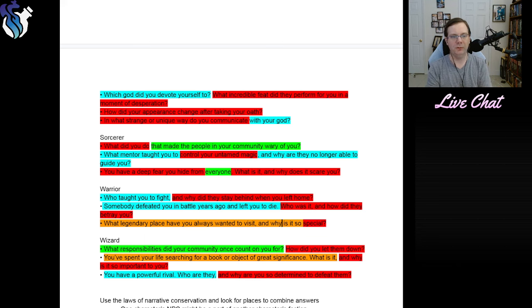Number 2, you've spent your life searching for a book or object of great significance. What is it, and why is it so important to you? So this is a thing that's important to you. An object of great significance for a wizard is probably going to be a magic thing, right? Book or object. So is this a grimoire? Is this a book from your family? Is this something that was taken from you or from your family at an early age?